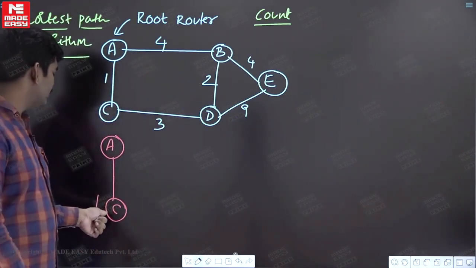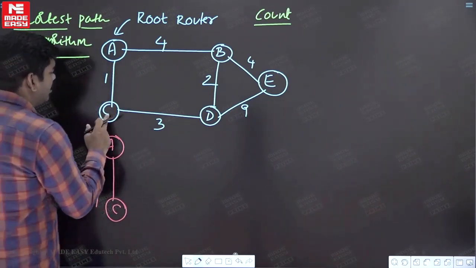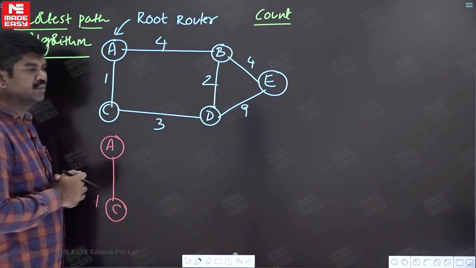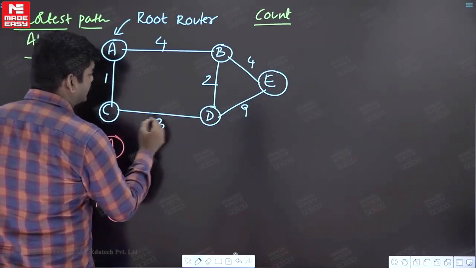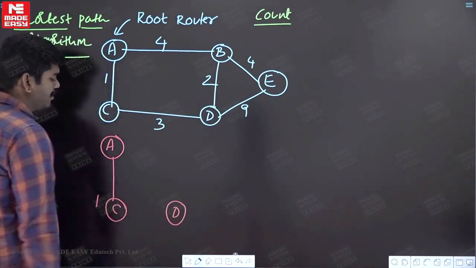but at router C the distance is 1. From router C, who are the neighbors? Now it is 3, that means D is the neighbor. So 1 plus 3, how much? 4.